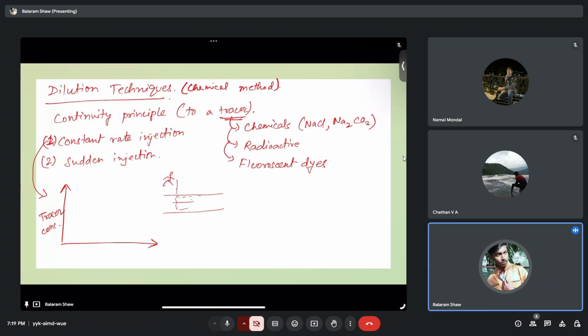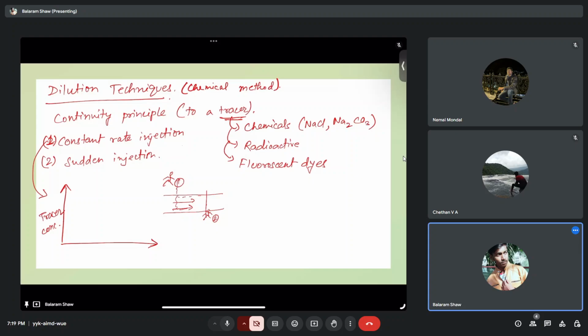So the stream is flowing like this, right? Here someone is there, and you are putting the tracer at a constant rate here, and it will be in equilibrium at some point at section 2. So let's say you are at section 1 and someone is at section 2.